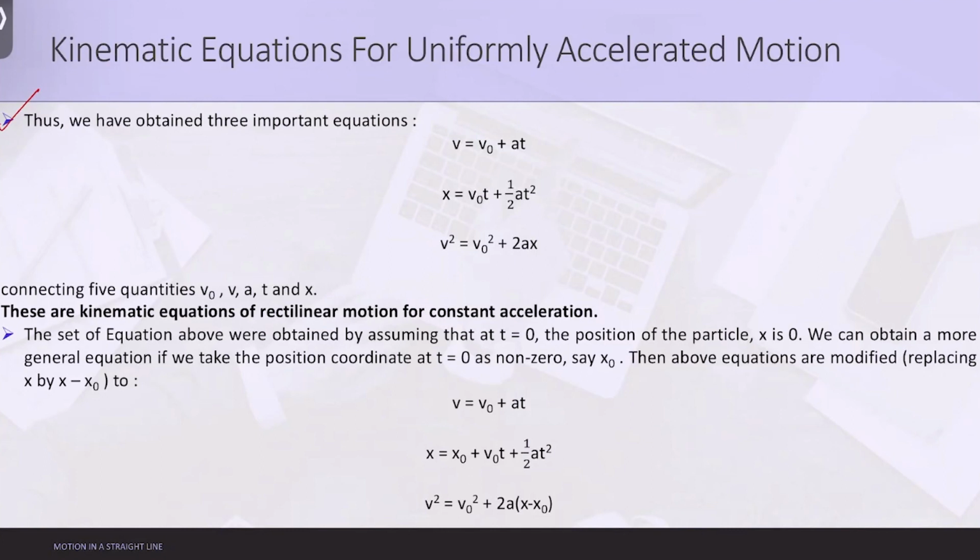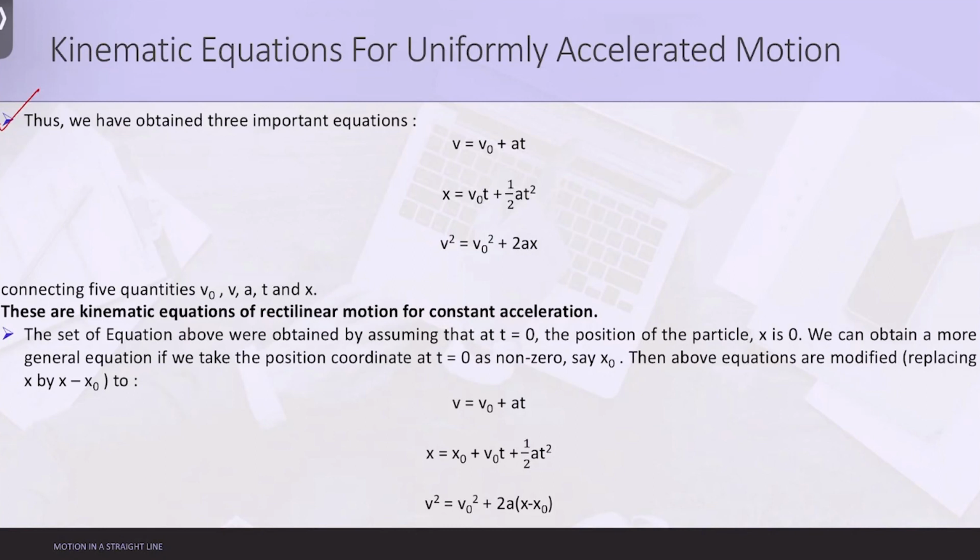So the set of equations above were obtained by assuming that at t is equal to 0, the position of the particle x is 0. Okay, so that was one of the assumptions we took. We can obtain a more general equation if we take the position coordinate at t is equal to 0 as non-zero, say x naught. So x naught is some value. Okay, so it is not that we are starting only from the reference position. We may start from some other position also. Okay, so we are saying that let that position be equal to x naught.